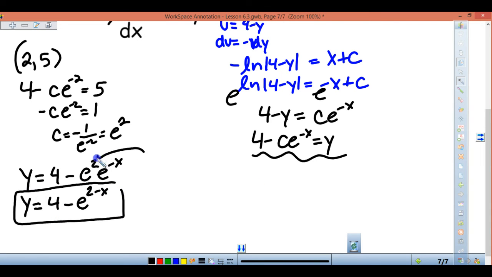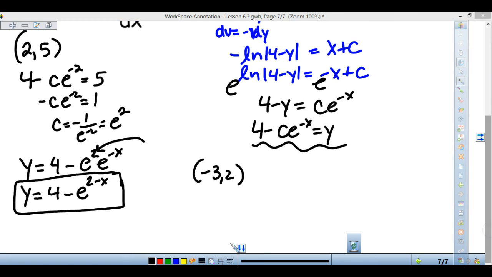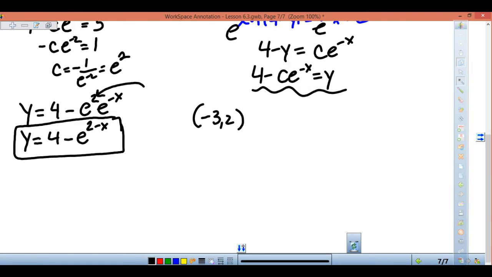If you chose to find e squared as a decimal to at least 3 decimal places, that would be fine as well, but this would be considered a more exact answer. All right, as long as you had something mathematically equivalent, that would be fine. So what about the particular solution that passes through negative 3, 2? So let's go ahead and do that. It's going to be a real similar process here.